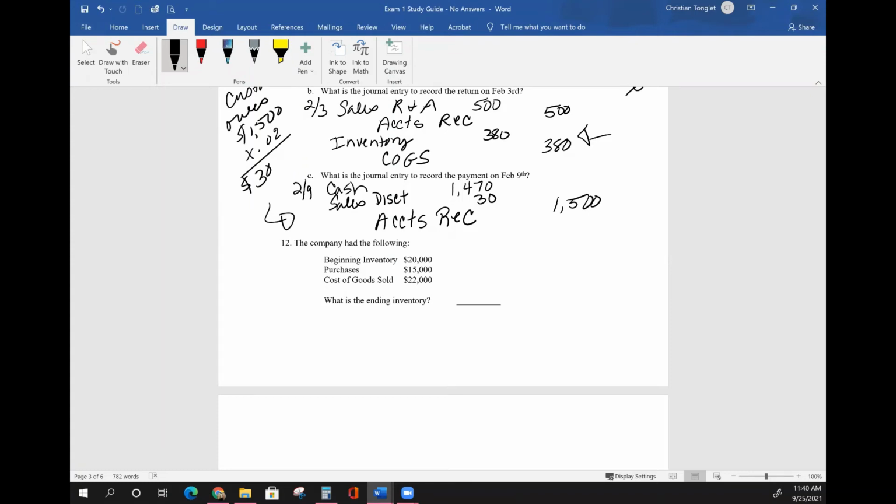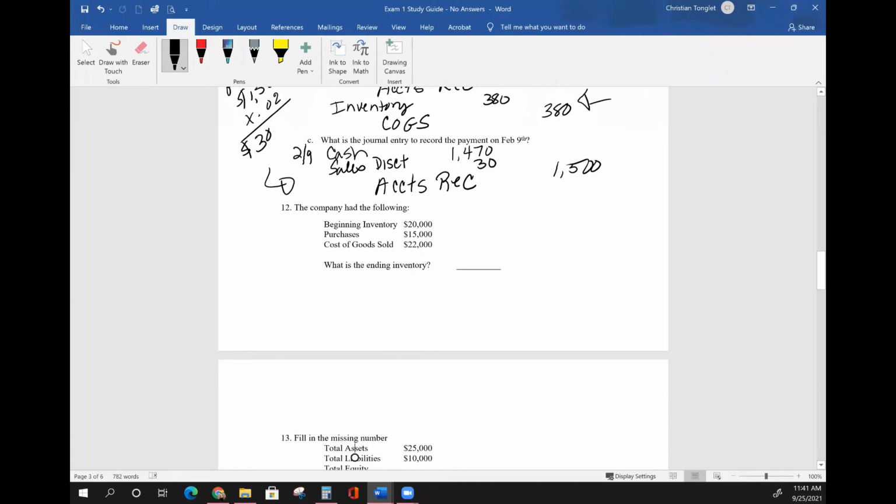We had beginning inventory of 20,000, purchases of 15,000. We had cost of goods sold of 22,000. So what is my ending inventory? So remember we said we have beginning inventory plus purchases gives me what's available, right? So I have some product on my shelf. I buy some more and add to it, and that's what I have available to sell.